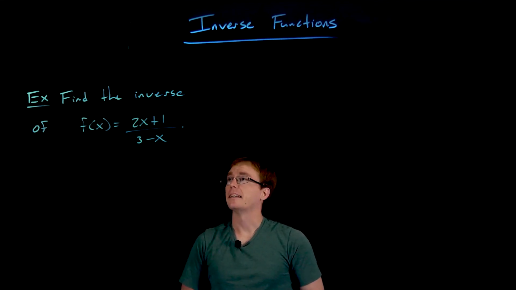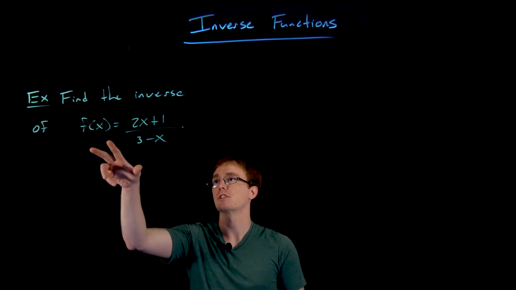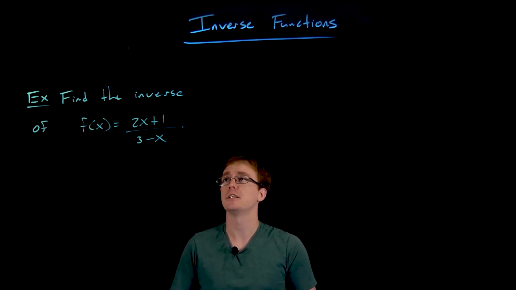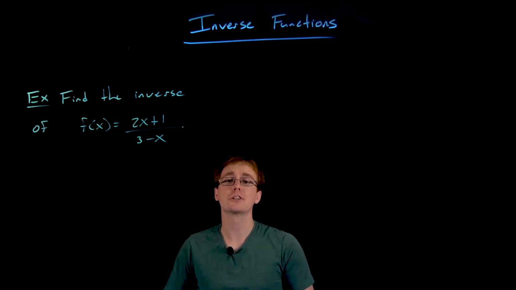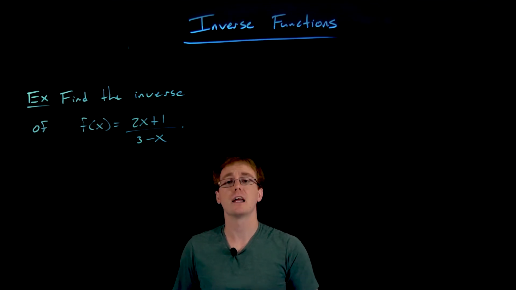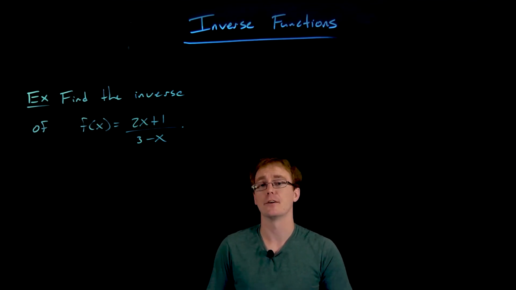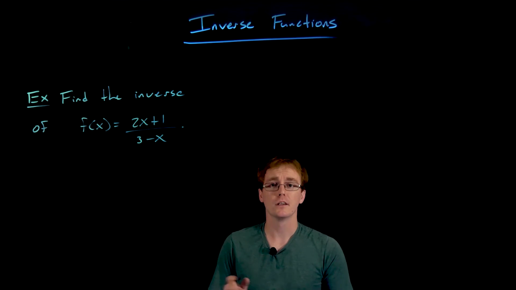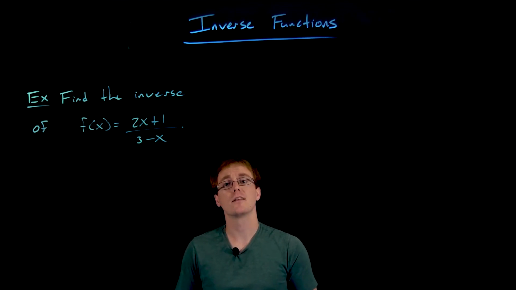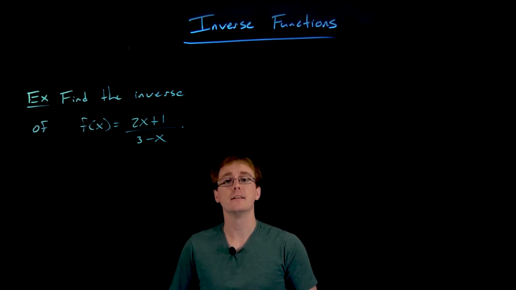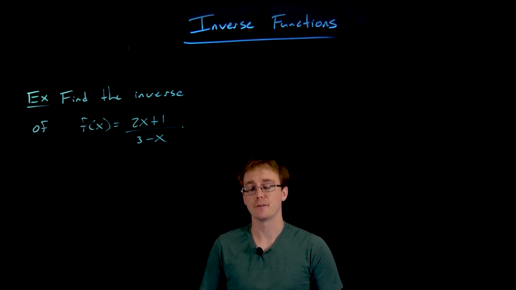Hello everyone, welcome back. In this example, we are asked to find the inverse of the function f of x, which is defined by the rational function 2x plus 1 in the numerator divided by 3 minus x in the denominator. And so we have a short little multi-step process that allows us to find algebraically the inverse equation for a function.